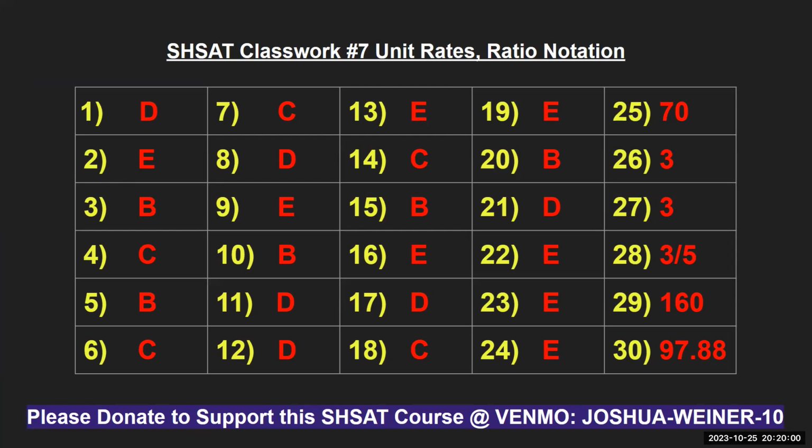So, odd number problems only for lesson number 7. 1 was D, 3 was B, 5 was B, 7 was C, 9 was E, 11 was D, 13 was E, 15 was B, 17 was D, 19 was E, 21 was D, 23 was E, 25 was 70, 27 was 3, and 29 was 160.